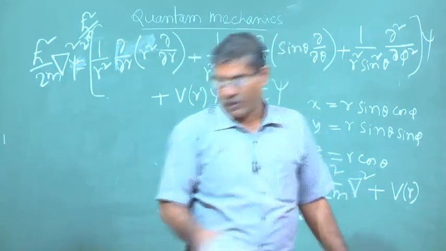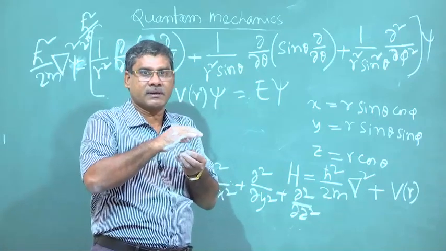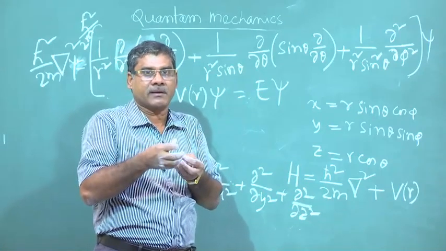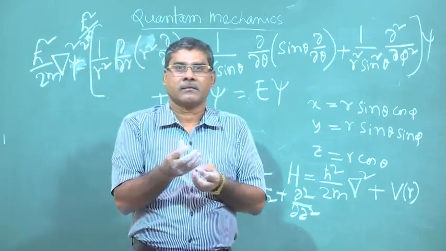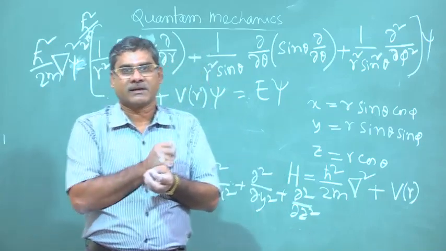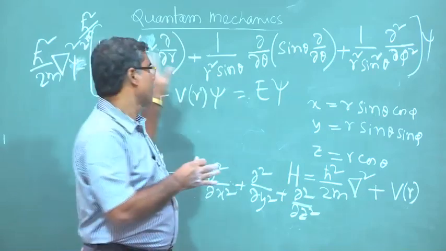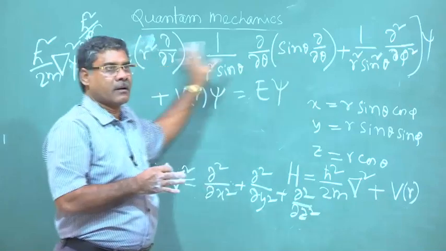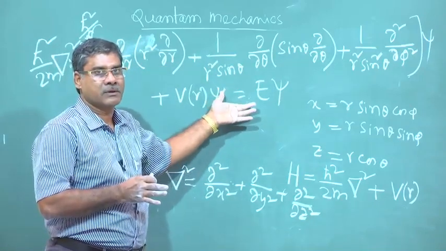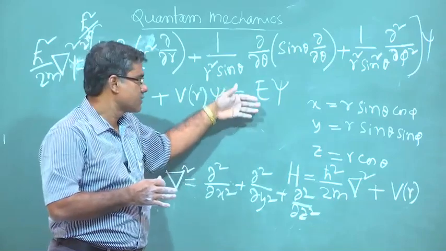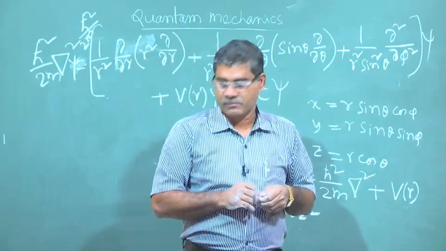So for our problem, the electron is in motion. We want to study the motion of an electron in the central field of a nucleus. For this problem, we have now set up the suitable Schrodinger equation. In the next class I will continue the discussion on it.